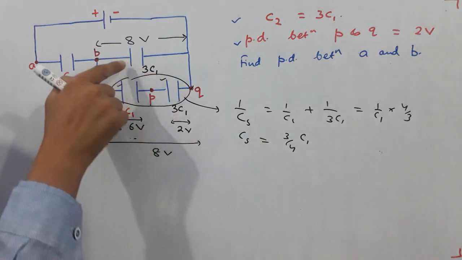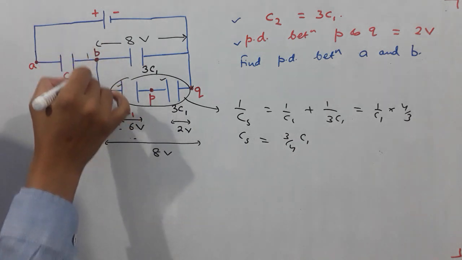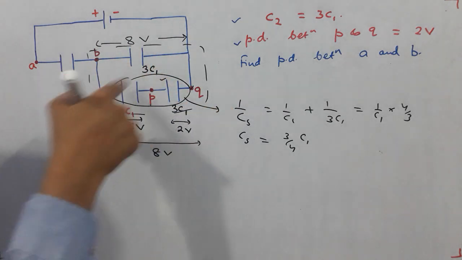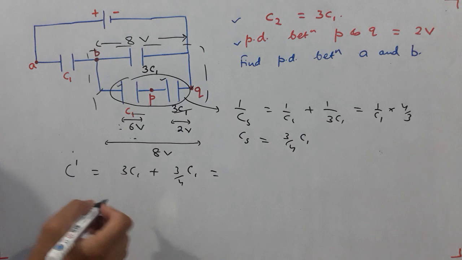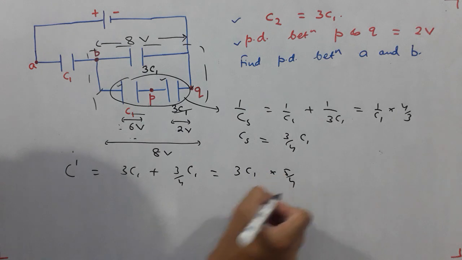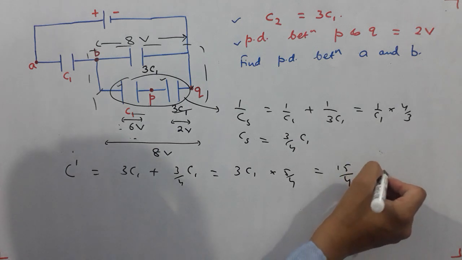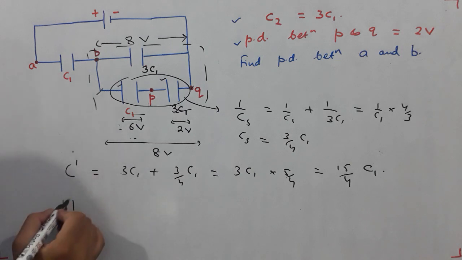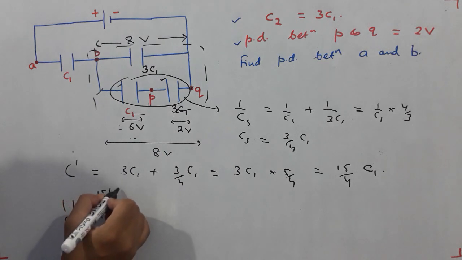Now this combination is in parallel to this. So the net capacitance for this network will be how much? Suppose that is C dash, that will be this plus this combination. So this is 3C1 and this one is 3 by 4 C1. So C1 you can take common, 3C1 you can take common, 1 plus 1 by 4, that is 5 by 4. So I can write 5 into 3, 15 upon 4 times C1. So this is the net capacitance between them. Now I can draw that circuit like this. This is C1 and this one is 15 upon 4 C1.